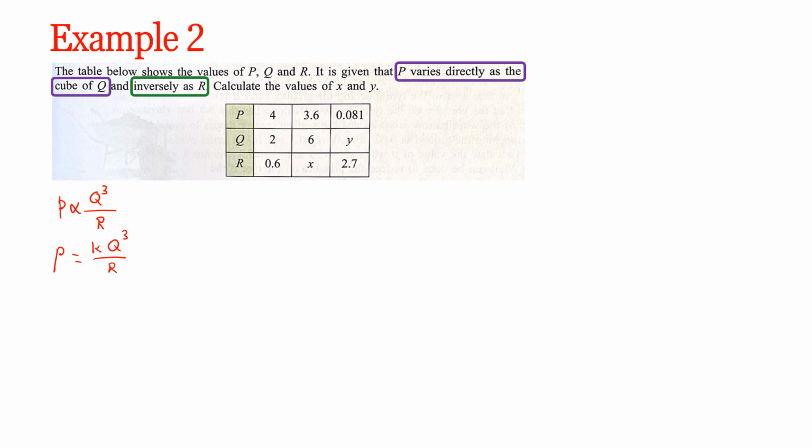Then you need to substitute the values of p, q, r, where p equals 4, q equals 2, and r equals 0.6, into this equation. So rearrange it.